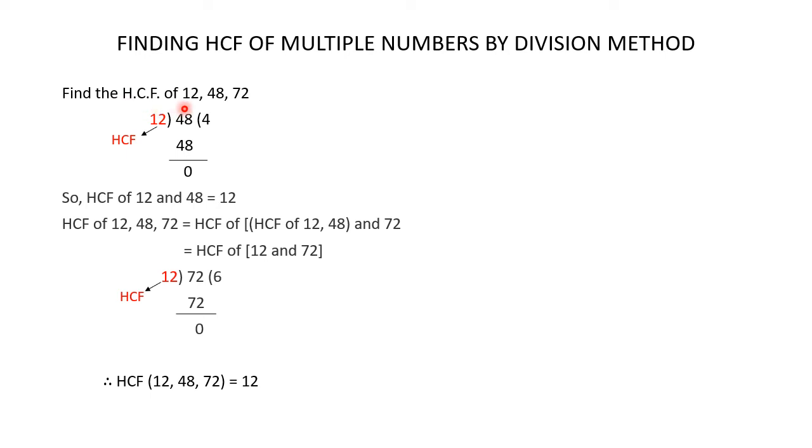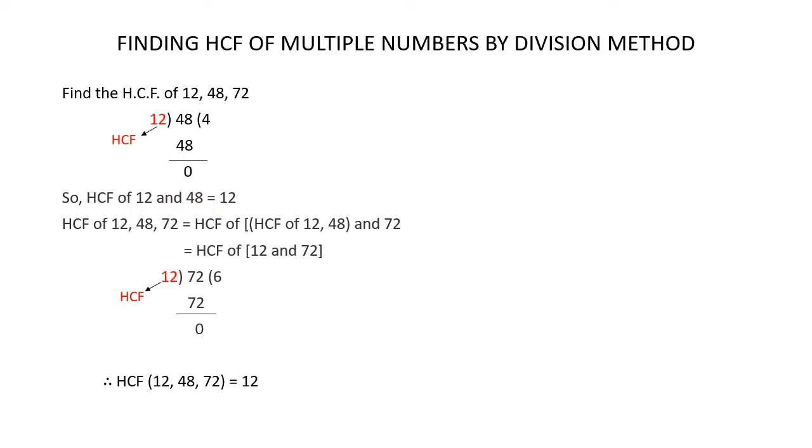Find the HCF of 12, 48 and 72. So now we have to find the HCF of three numbers 12, 48 and 72. So in the first step, find the HCF of any two numbers. Here we'll find the HCF of 12 and 48. 48 is the larger number and 12 is the smaller number. So divide 48 by 12. You will get 0 as the remainder. So 12 is the HCF of 12 and 48. The HCF of 12 and 48 is 12.